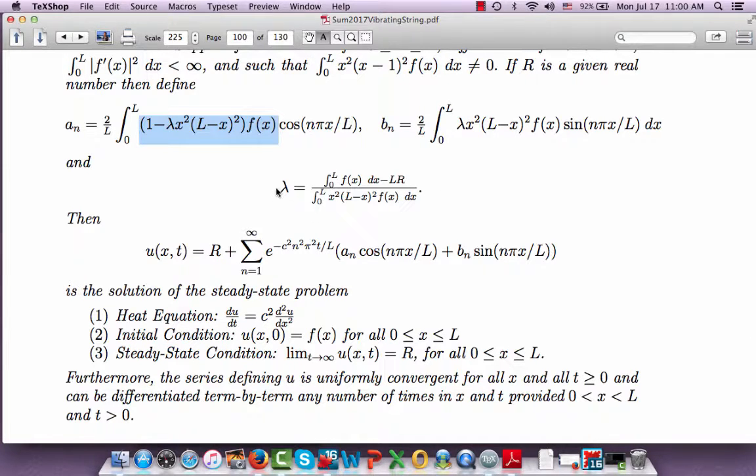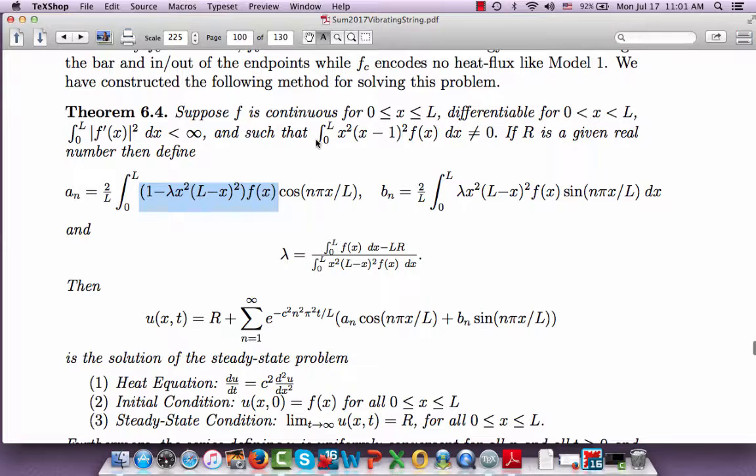Well, because we solved for lambda here. So basically, once you're given f, and you're given r, and you're given l, and you're given little number c, you can compute this lambda as long as you don't divide by 0. And that's where that condition comes from, that we assume that this integral is not 0.